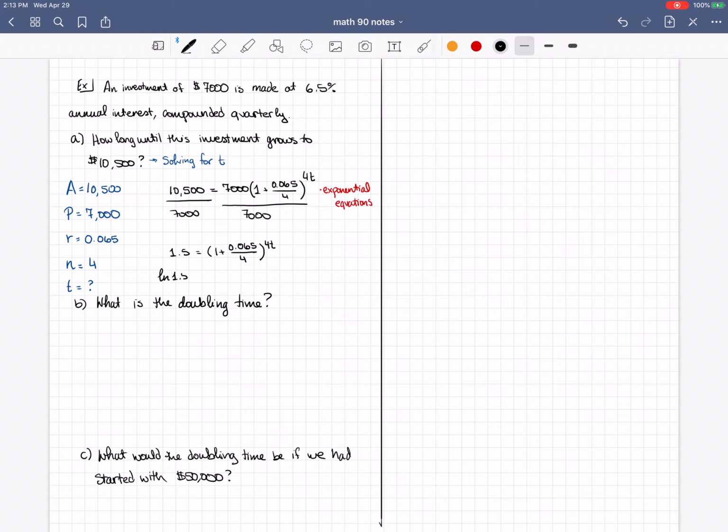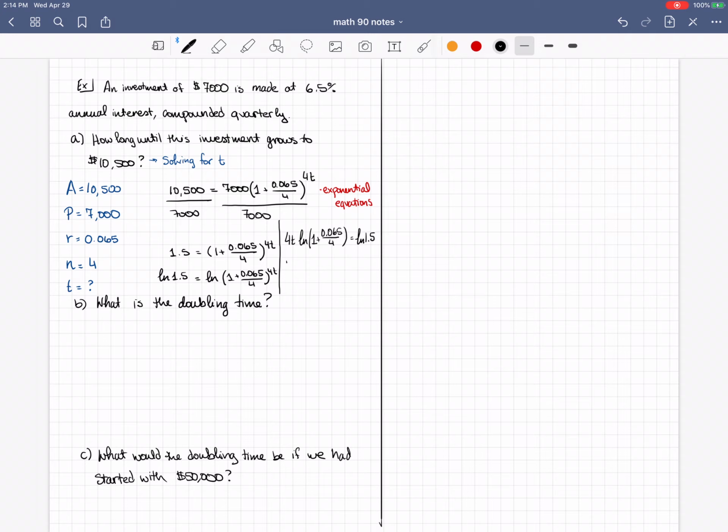I'm going to take the natural log just because, as I think I've told you all in the past, it's a little bit less writing. And then what I hope you remember from our logs lessons is that by properties of logarithms, the exponent can pop out in front. So we end up with 4t times the natural log of 1 plus 0.065 over 4. And that's equal to the natural log of 1.5.